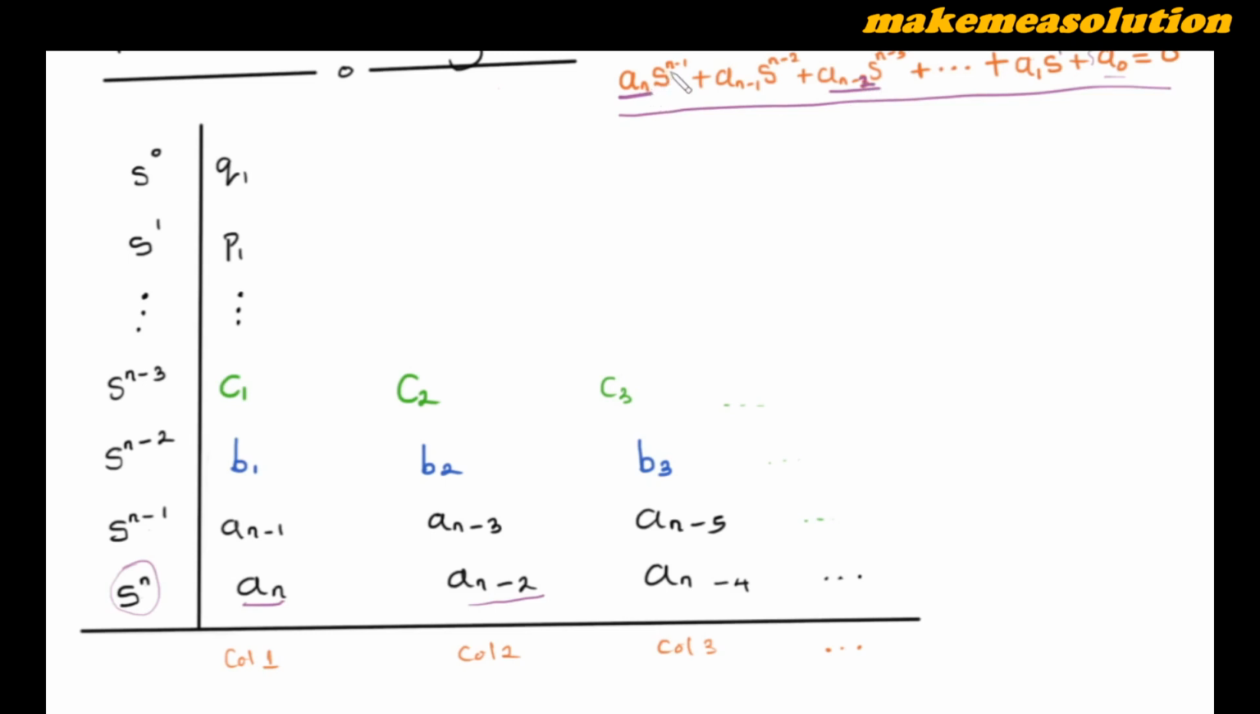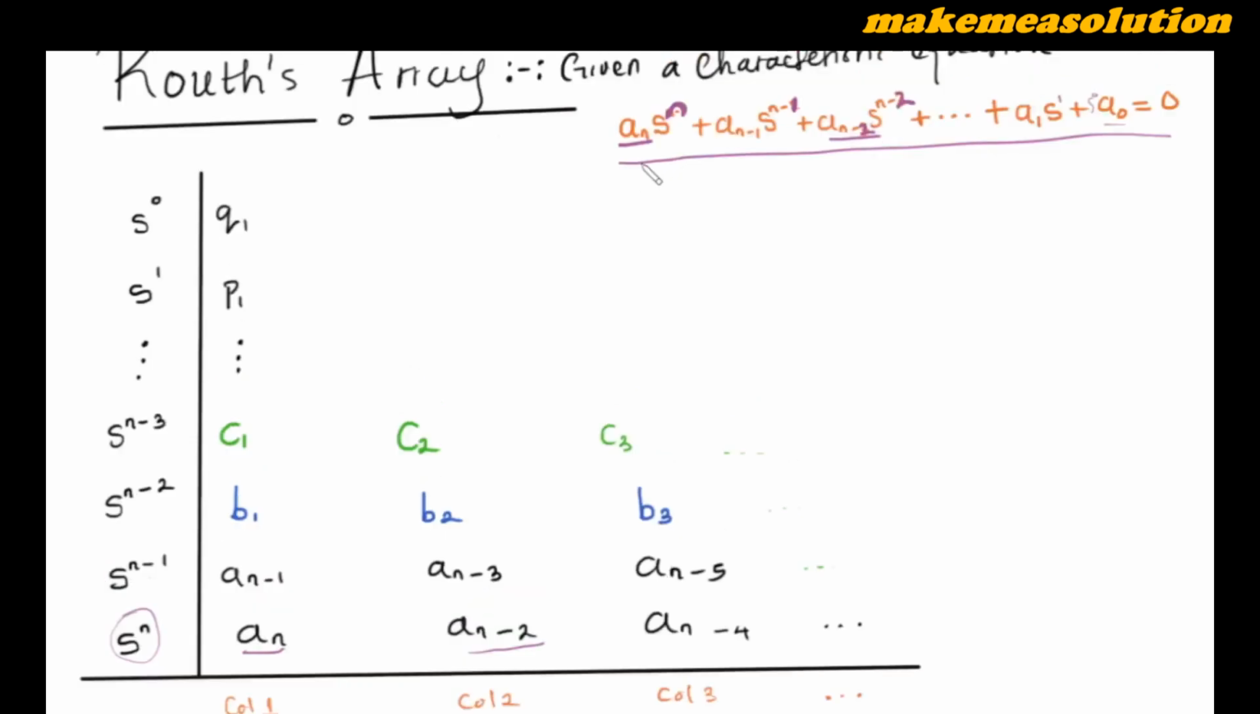You have an s n, then you now have an minus 1 s n minus 1, then an minus 2 s n minus 2. Okay, sorry for that. This is how it's supposed to be. Okay, so this is our characteristic equation. I'm sorry about that little error over there.